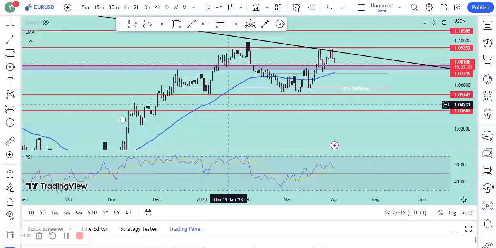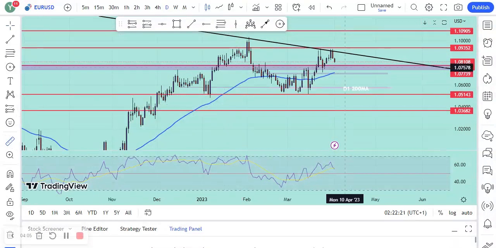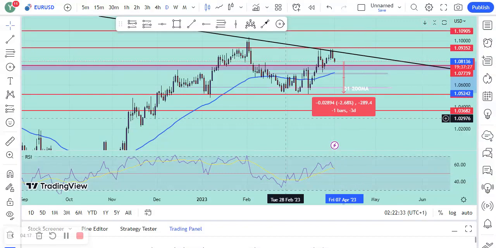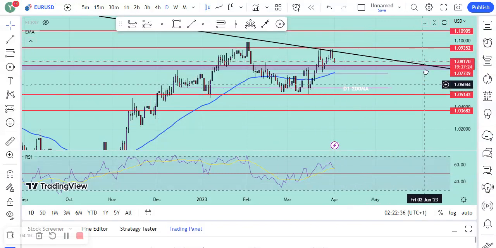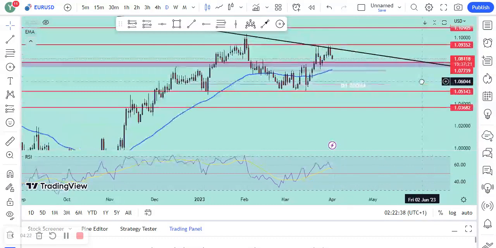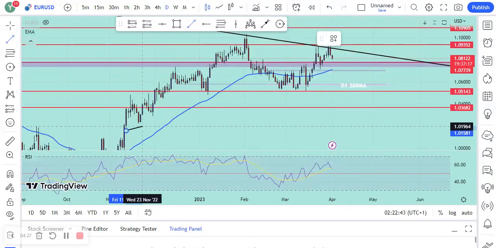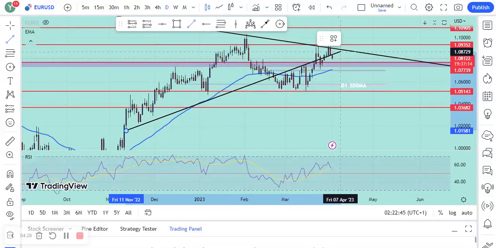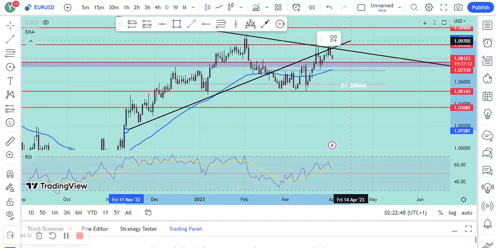And where we can expect Euro USD to go is that from this zone, we expect the price to come at least to the neckline, which is about 289 pips. And if we further apply a trend line to this daily chart, if we apply it from here to here, we do it like this.